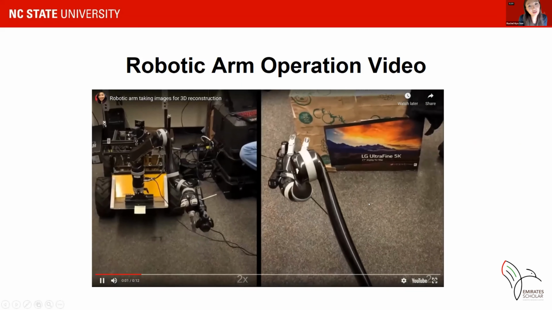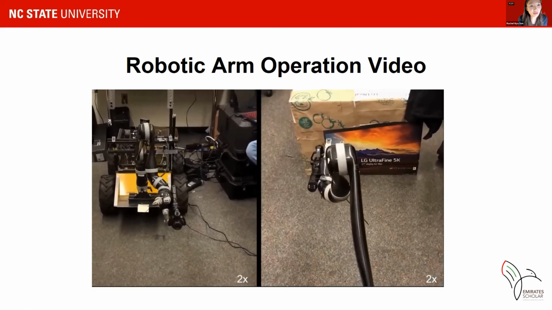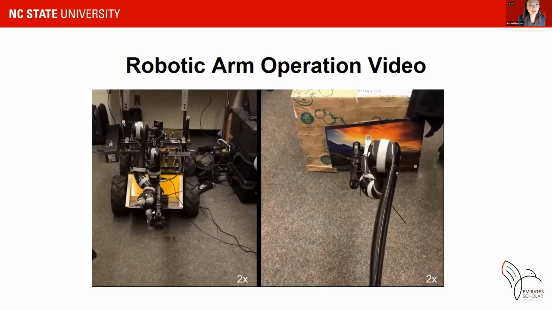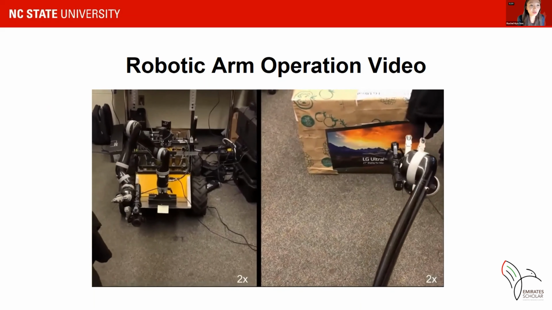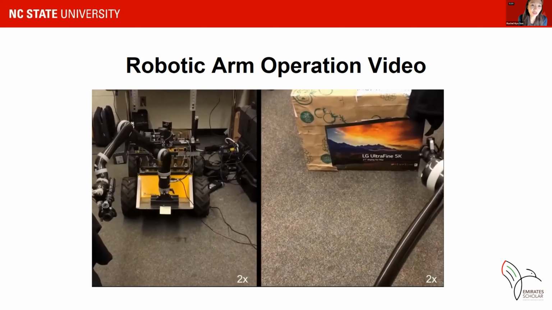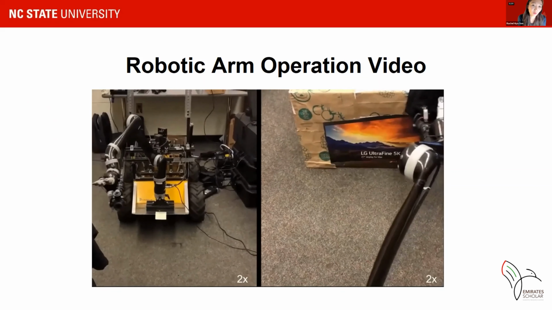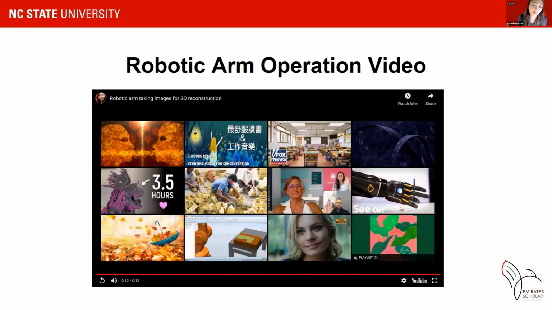So with the combination of the sensor and robotic arm planning, this video shows a quick demonstration of the robotic arm taking images of the object. The pictures were taken when the robot arm was stopped so as to maintain the image quality.